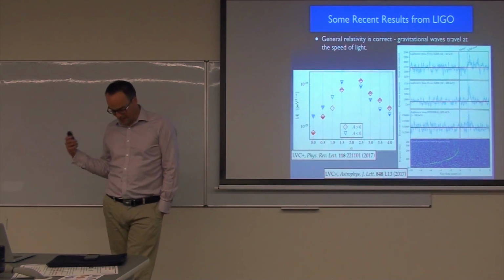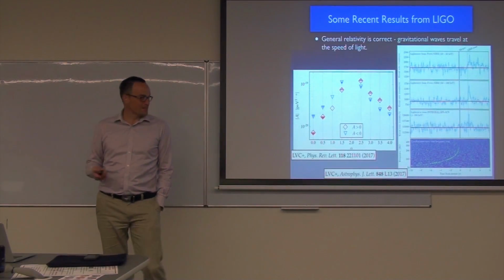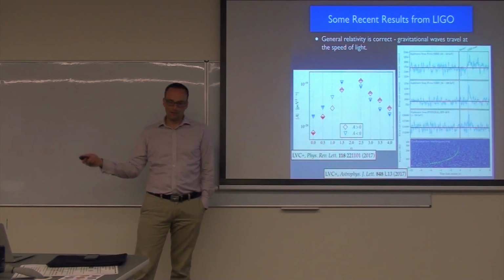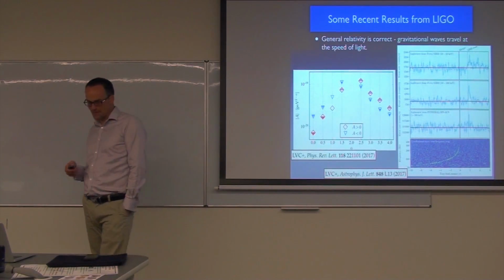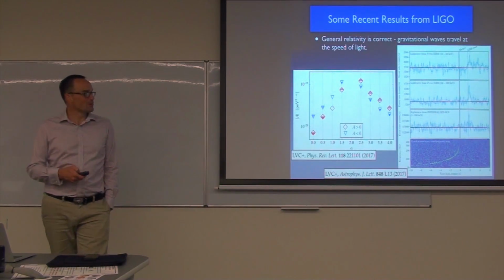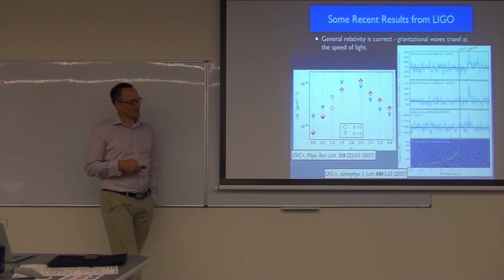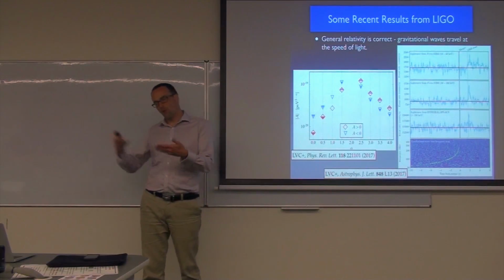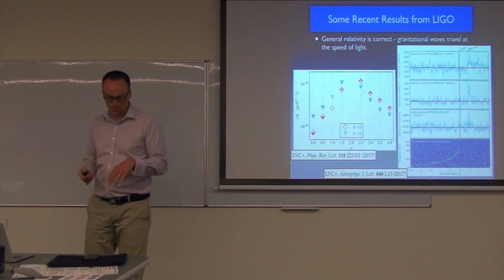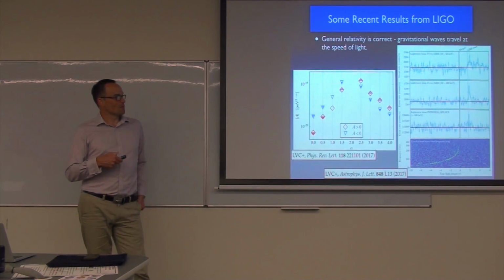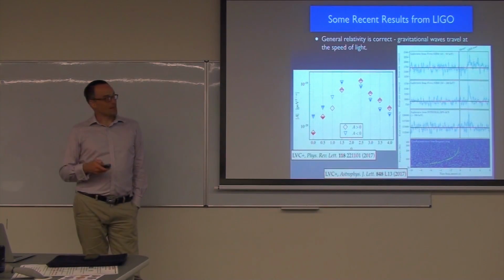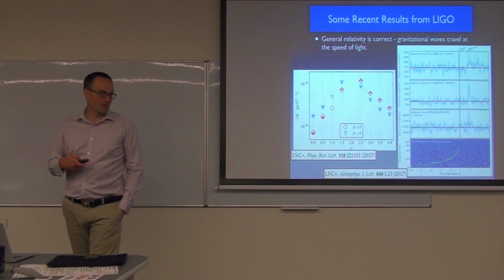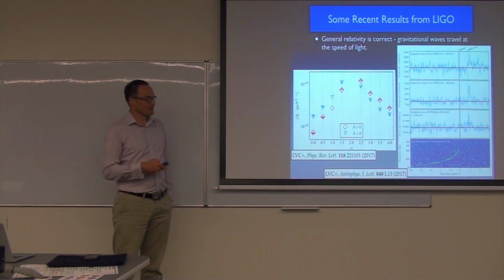It's not a completely model-free constraint because you have to say something about when the EM radiation was emitted relative to when the gravitational waves were emitted. But if you assume, which is the case for all models, that the gravitational waves come before the gamma ray burst, which was what we're seeing, then this 1.7 second delay places a limit on how different the speed of light can be from the speed of gravity.